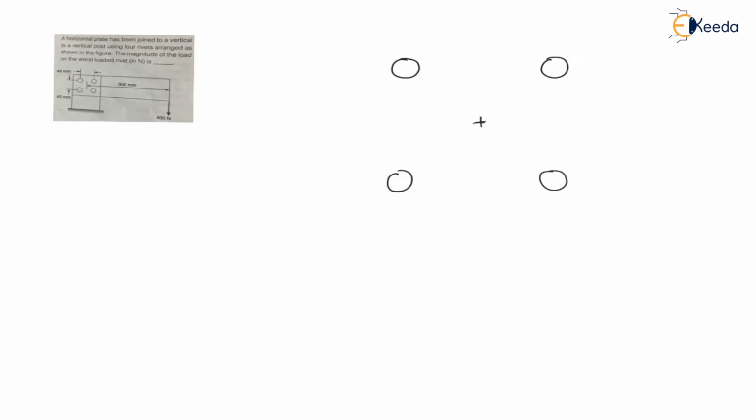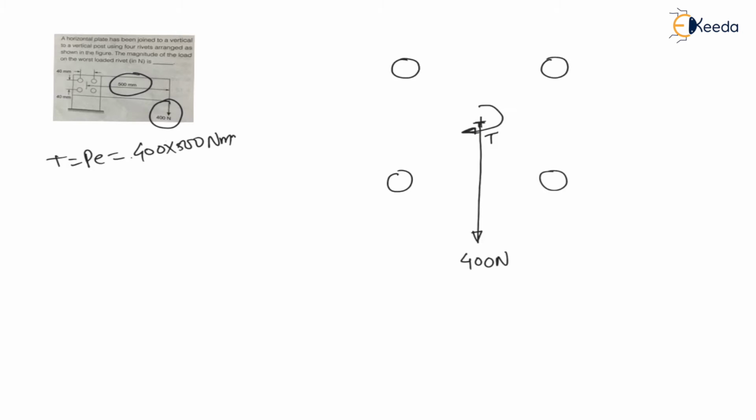Now this force P we can directly put at the centroid, which is of 400 Newton, and the moment created is nothing but P into E. Here eccentricity is 500 mm and force is 400 Newton, right? This will create torque in clockwise direction, which is T equal to P into E, which is nothing but 400 into eccentricity 500 mm, in Newton mm. This is the torque where P is equal to 400 Newton.